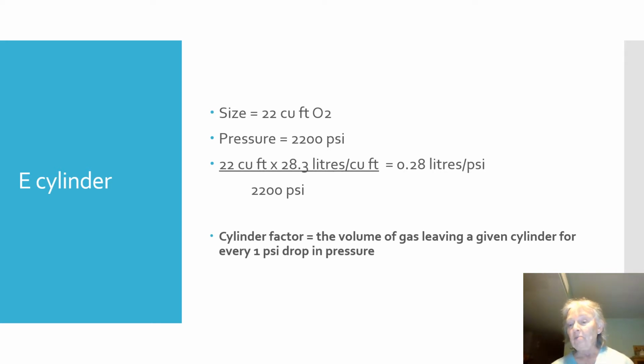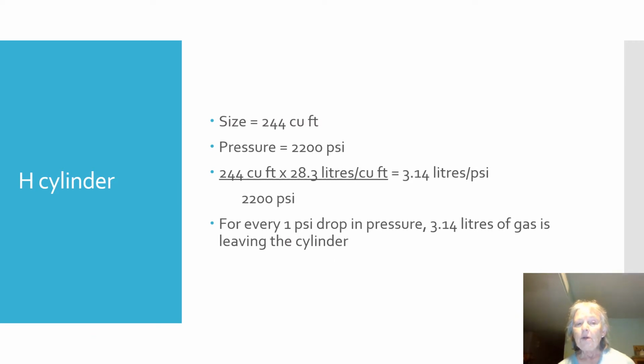And for the most common cylinders, we actually have these. And these are something that you don't have to find every time. Basically, what you need to do is just memorize them. So we can show you the one on the H cylinder also. So you can see the size, 244 cubic feet. Again, the pressure, 2200 psi. Once we solve it, it's 3.14 liters of gas is leaving for every drop of psi.